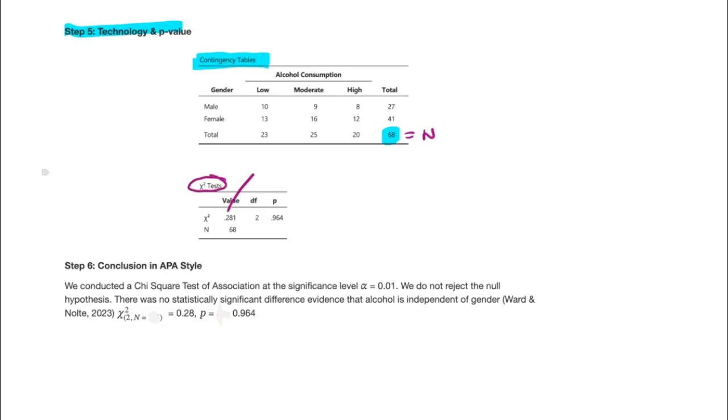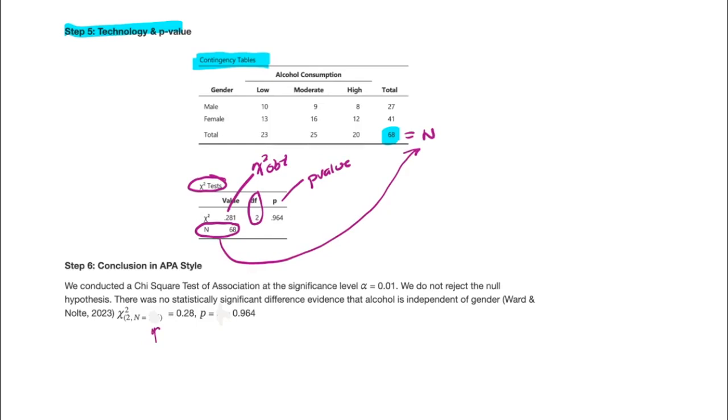So value is our chi-square obtained. This is our degrees of freedom. This is our p-value, which is really big, by the way. And this is our sample size. So this should be the same. I point that out because I had a little typo here, so I'm going to show you how to fill that out.